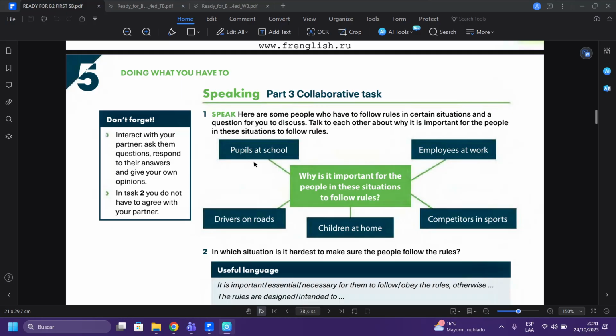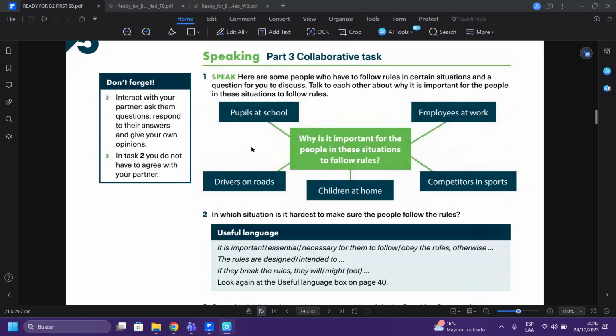We have practiced this one previously, right? This part. This is the speaking part 3, the collaborative task. Or not yet? As far as I remember, yes, right? Yes, I am on page 72. Yes, I found it. There you are.